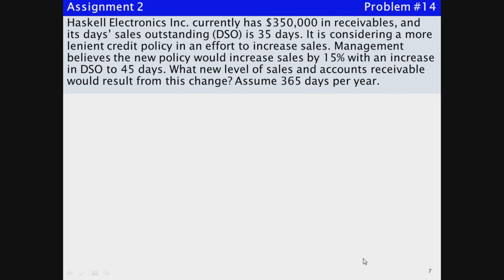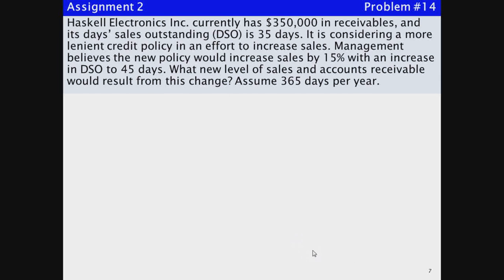Number 14. Haskell Electronics Incorporated currently has $350,000 in receivables, and its days sales outstanding, DSO, is 35 days. It is considering a more lenient credit policy in an effort to increase sales. Management believes the new policy would increase sales by 15%, with an increase in the days sales outstanding to 45 days. What new level of sales and accounts receivable would result from this change?